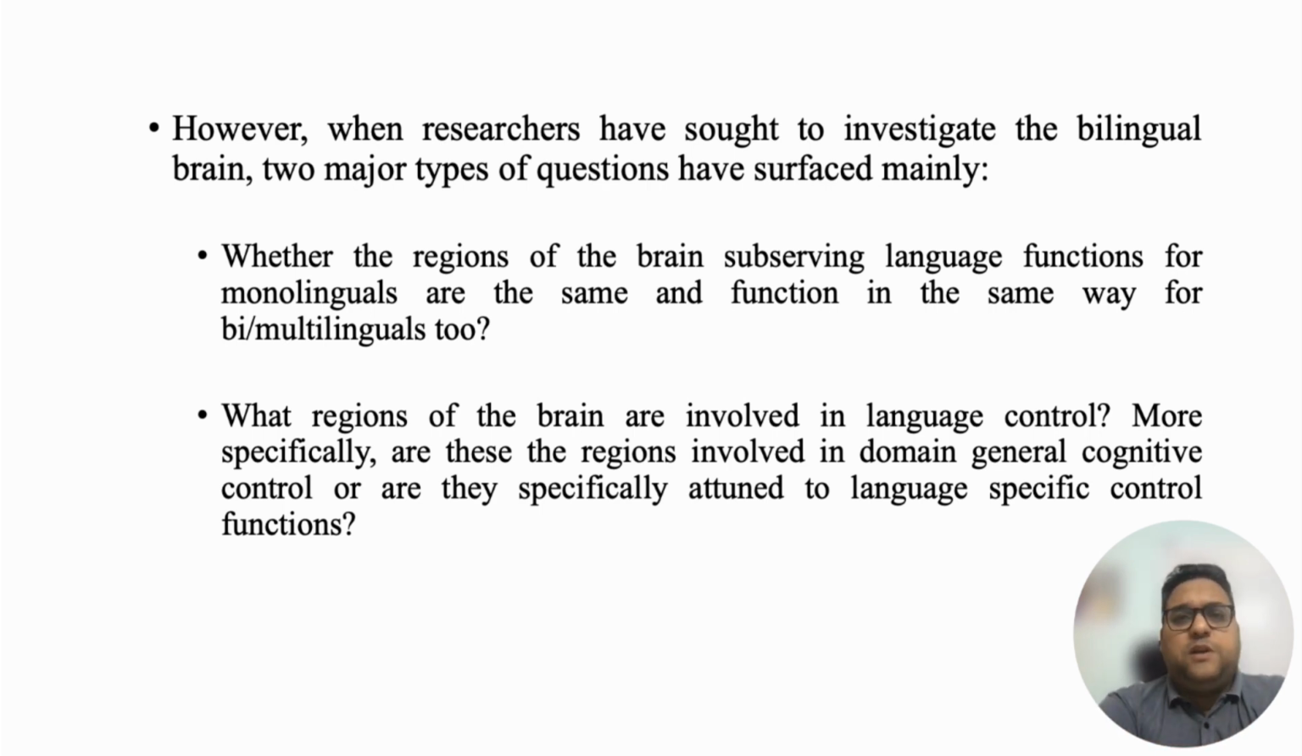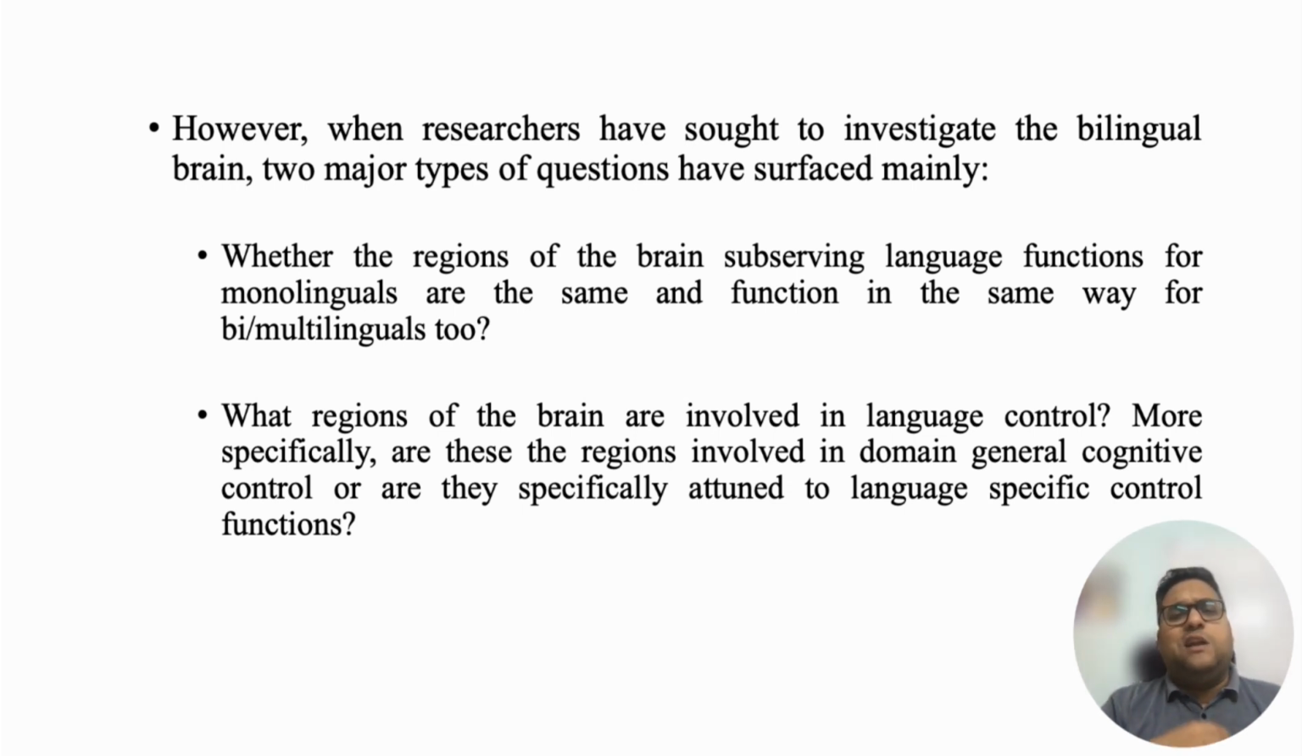Also, an important question that is asked in reference to bilinguals and multilinguals is what are the areas of the brain that enable them to coordinate between their two languages? More specifically, are the regions involved in language control in bilinguals and multilinguals also the same regions that are involved in domain general cognitive control as well? For example, in situations where we might have to handle two tasks at the same time, that kind of task switching, that kind of coordination between two tasks, is it pretty much similar to the coordination that is required by bilinguals or multilinguals to manage between their two languages?